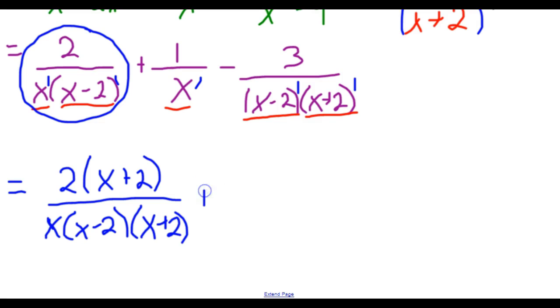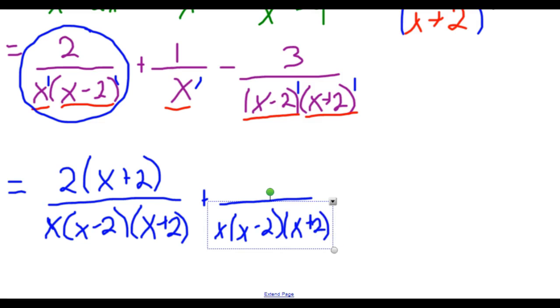If I use the same idea for the second part, we want it to be x times x minus 2, x plus 2. Again, we got to think about what do we have to multiply the numerator by and the denominator by. Well, we had to multiply the denominator by x minus 2 times x plus 2. So that means in the numerator we're going to have x minus 2 and x plus 2.